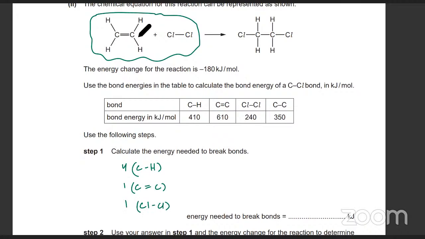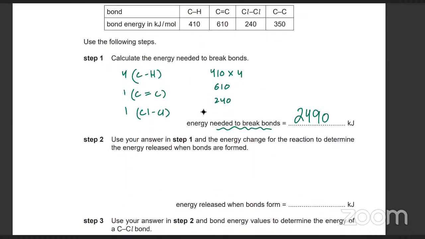So how much energy? The energy values are given here. C-H is 410 times 4. C=C is 610. And Cl-Cl is 240. So what is the value? What do you get for this? 2,490. And then the energy change for the reaction: to determine the energy released when bonds are formed.